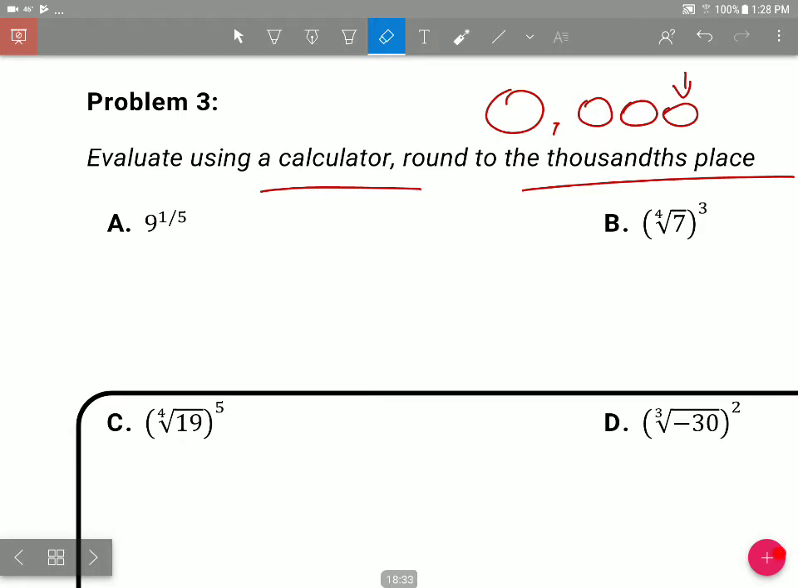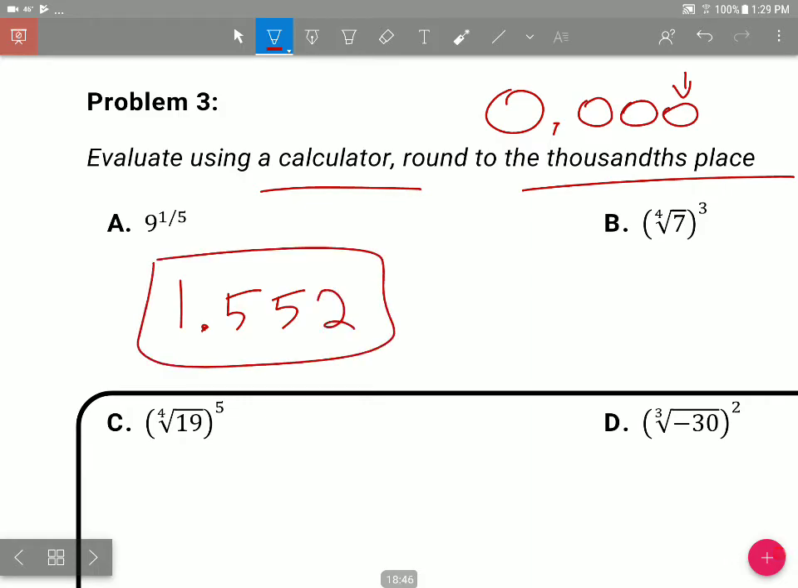Okay, so literally just type 9 to the 1/5 in your calculator. And you get 1 point something. 1.551, or do you round to a 2? I don't remember. 1.552. There's your answer. Just shove that in your calculator. They say evaluate using calculator. That is what they want you to do.